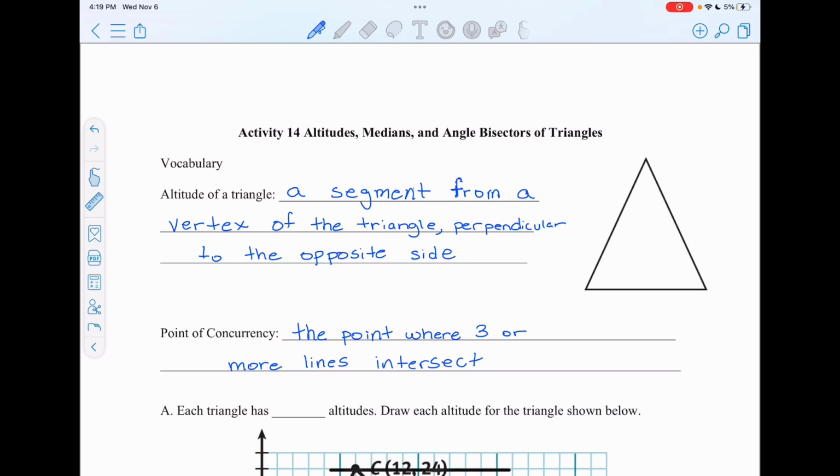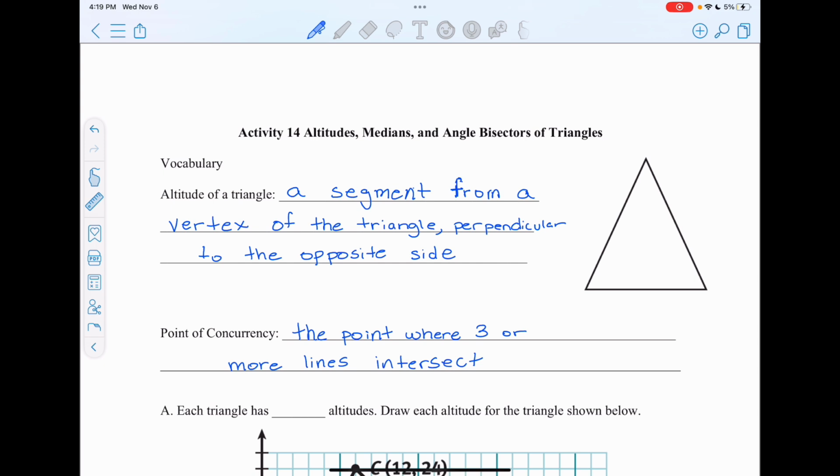Hi everyone, welcome to this video going over activity 14, altitudes, medians, and angle bisectors of triangles. In this video, we are going to talk about 3 different segments that we can draw on a triangle and what a point of concurrency is.